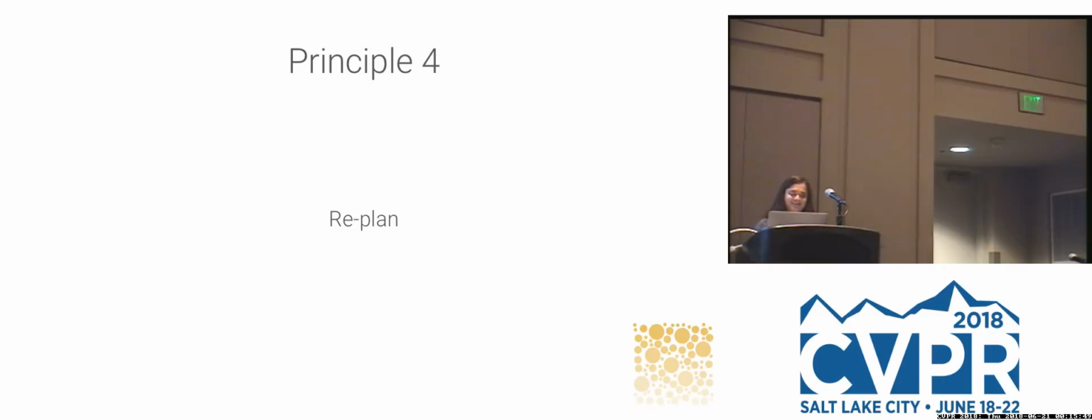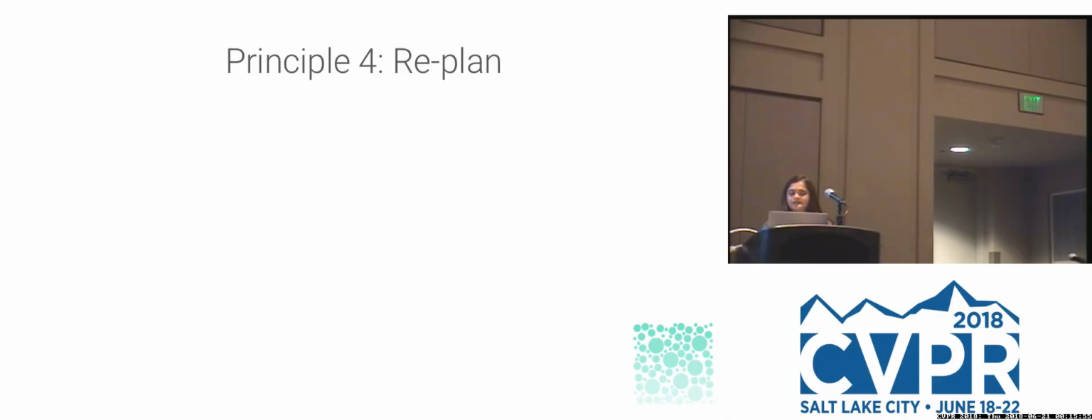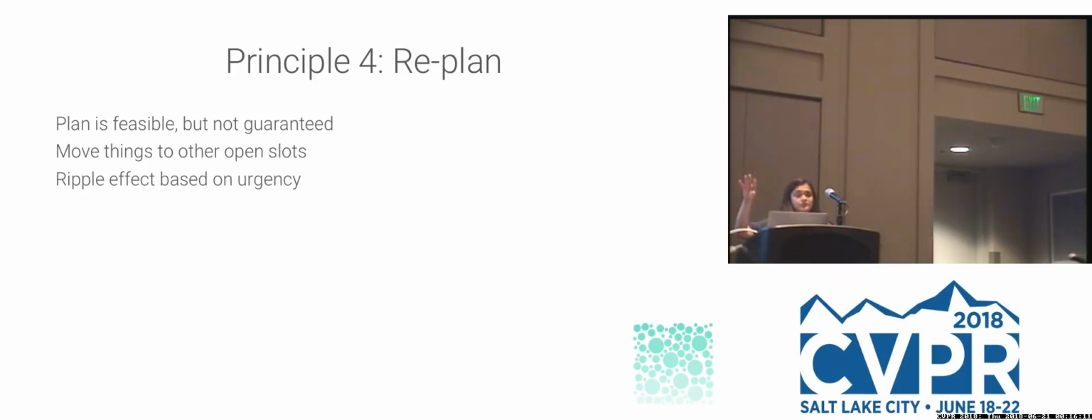The fourth principle, and I think this is very important, is to replan. Because your plan, as you start out, will be feasible, but there's still a good chance you won't be able to get it all done. It's not guaranteed, and so whatever doesn't get done needs to be moved to some other empty slot in the future. Where it gets moved to depends on how urgent this thing is, and maybe there's something else in that slot that needs to be moved further out, so there's a little bit of puzzle solving that needs to happen.